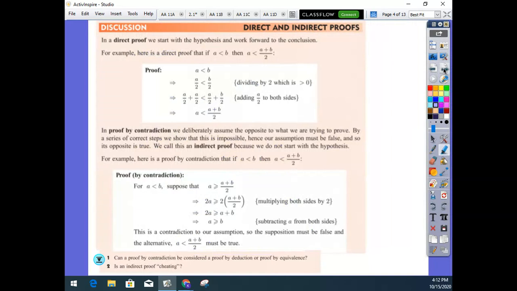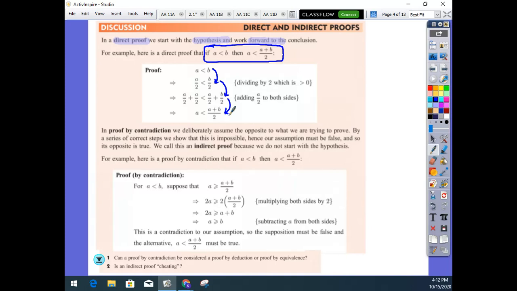Okay, so this discussion is showing you two different types of proofs. And it shows the same thing. In a direct proof, we start with the hypothesis and work forward. So for example, if I want to show if a is less than b, then a has to be less than a plus b over 2. This is starting with the hypothesis, working our way down until we can get to the right answer.